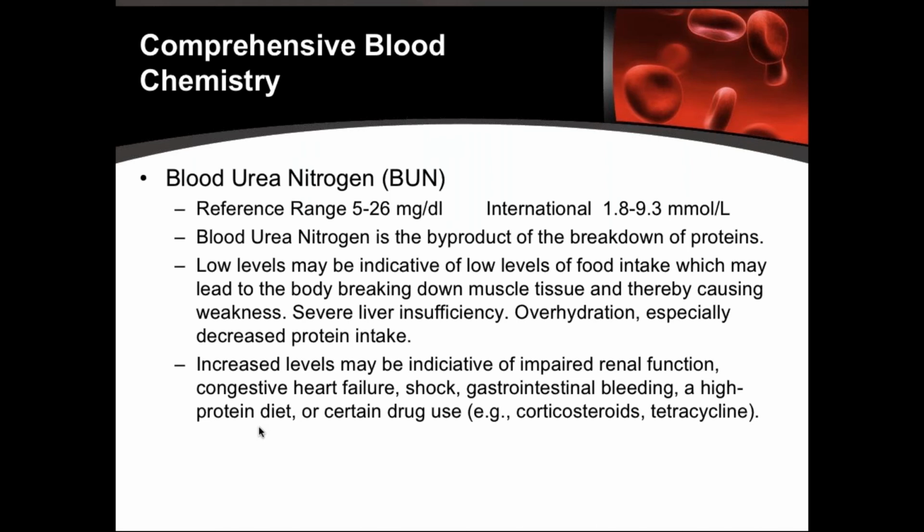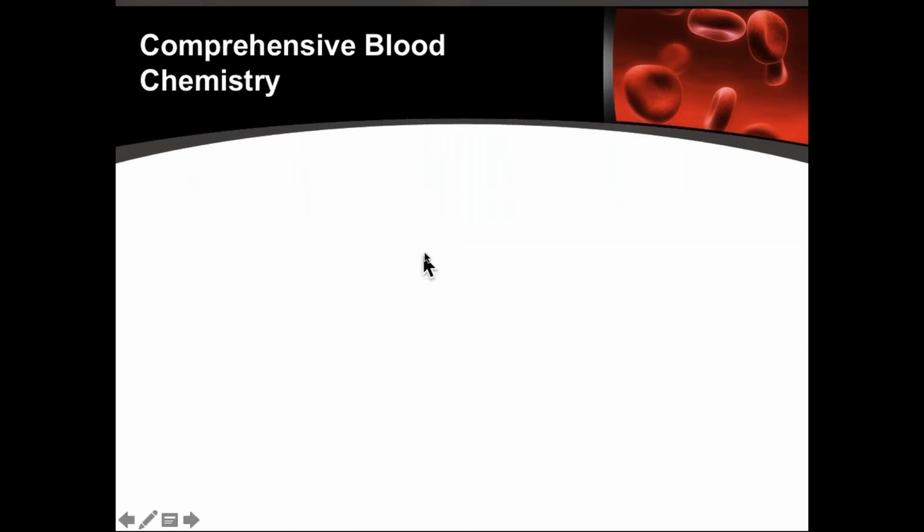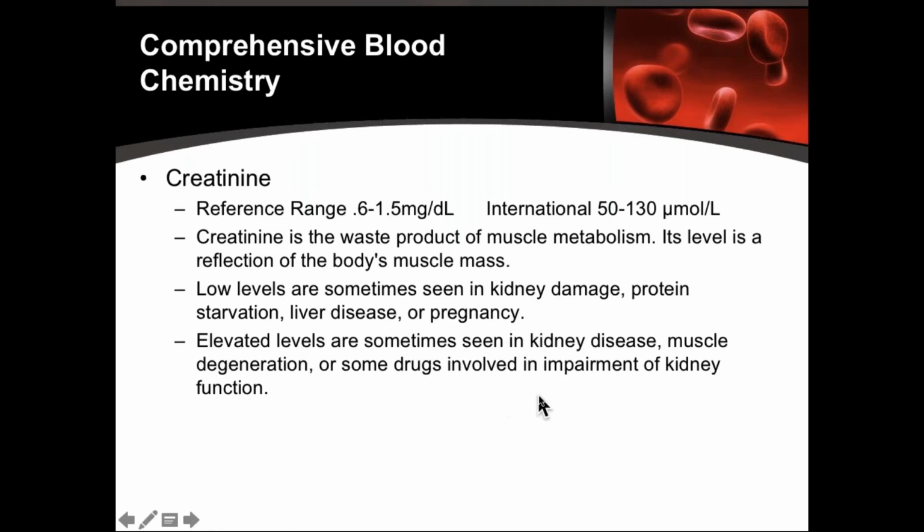And then there are drugs that are also nephrotoxic. That would be corticosteroids and tetracycline, right? Got somebody with a bite from a deer tick and they walk back in with a target bullseye on their leg, and you give a prescription of tetracycline. You also need to monitor their kidney function. Okay, so there you go. Let's talk about creatinine.